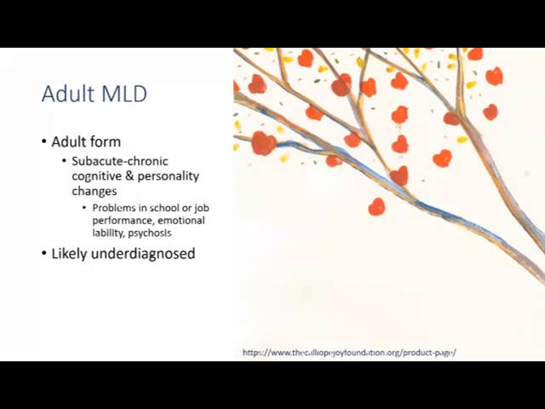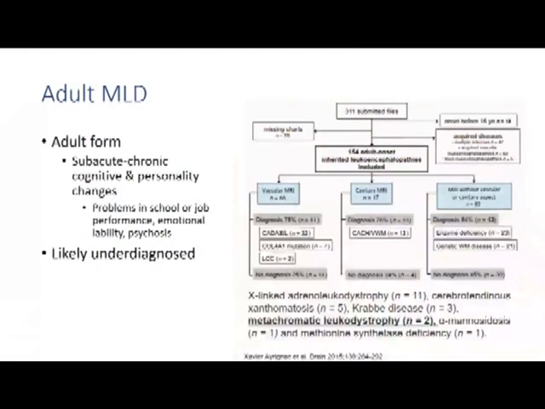The most difficult form to identify can oftentimes be the adult onset form of a leukodystrophy, and this is no different for metachromatic leukodystrophy. In the adult form, there can be very subtle subacute and chronic cognitive and personality changes. These can be problems in school or job performance, emotional lability, or frank psychosis. We suspect that many adult onset forms of leukodystrophy are underdiagnosed.